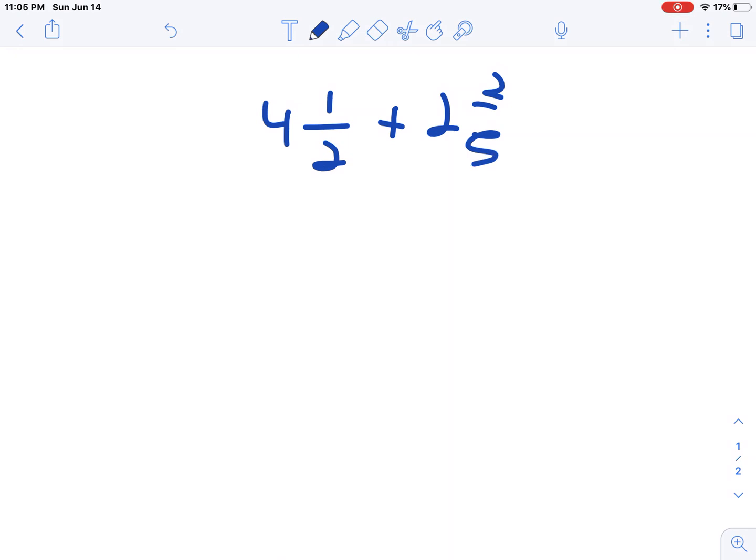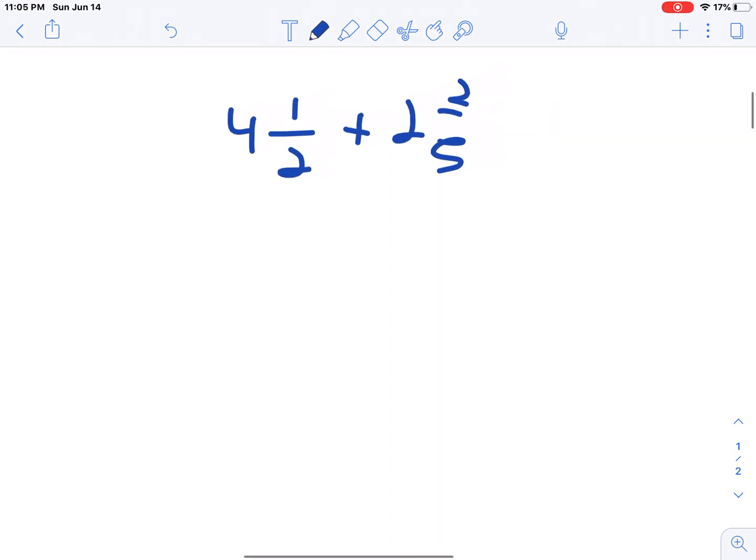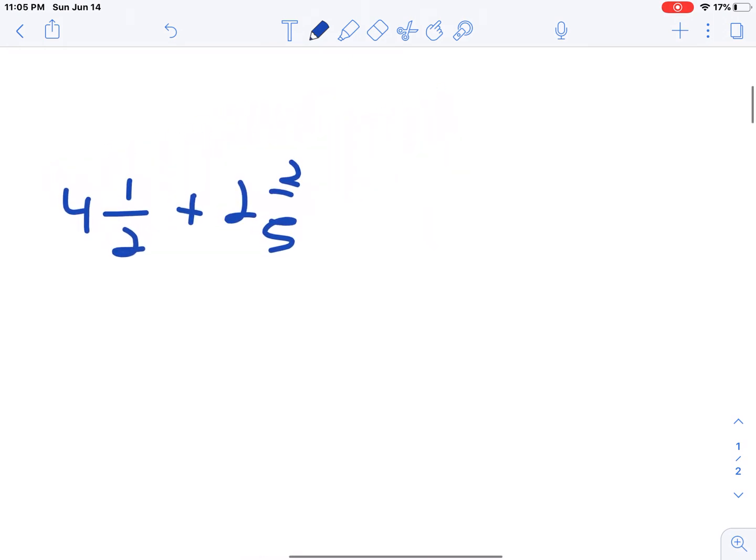Okay. So now if we take 2 and 2/5, normally you cannot add them, right? So what you have to do is take them and make them into a mixed number. Or no, an improper fraction.